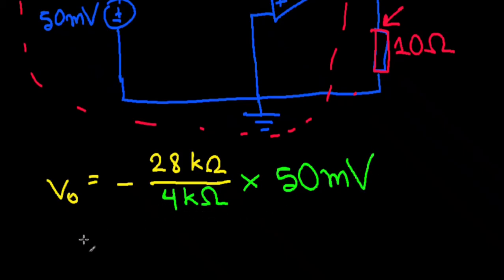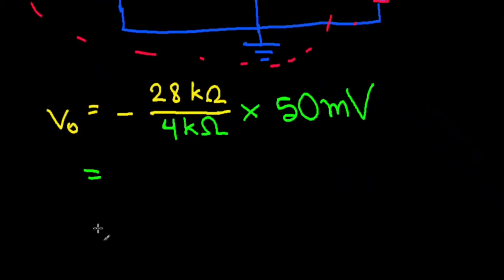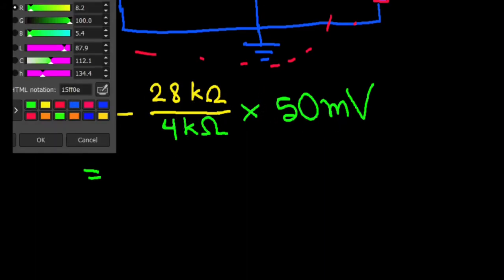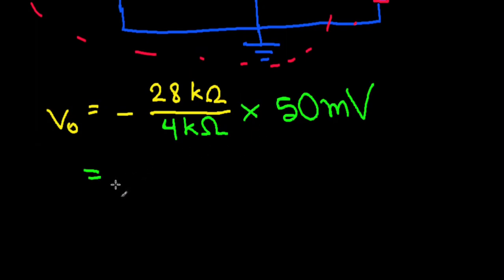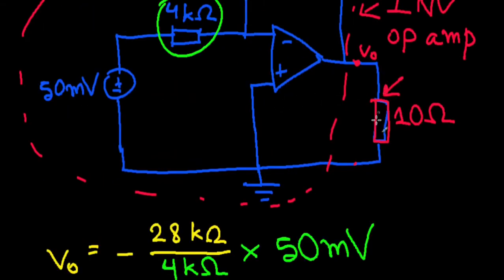All right. The kilo ohms cancel out. This is minus 7. So minus 7 into 50, it's minus 350 millivolts. So what we have here, on two sides of this resistance, this is 0 volts. This is minus 350 millivolts.